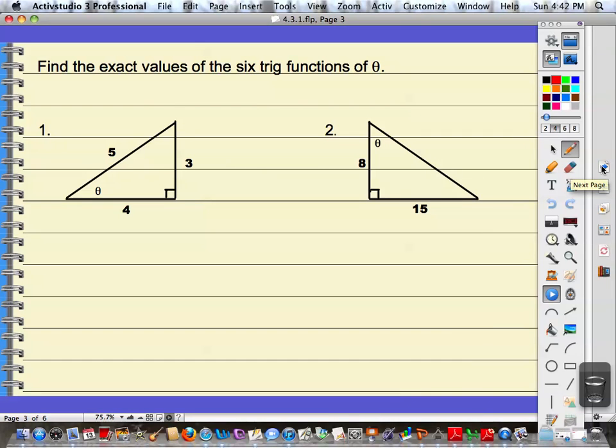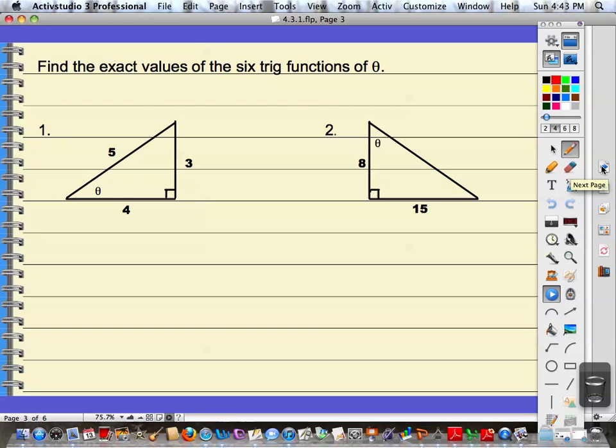So here we're going to look at a couple examples, and it wants us to find the exact values of the 6 trig functions of theta, which means it's either got to be a fraction or some integer, some rational number. We don't want any type of a decimal that we've had to round off. If it comes out to be a radical, then we'll leave it as a radical. But we don't want to have to do any rounding because we want the exact value.